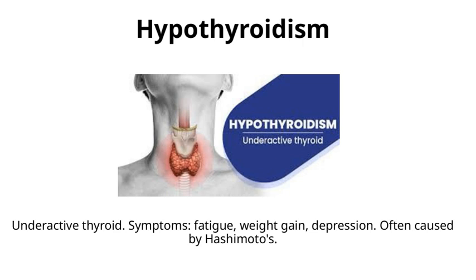One key point to remember is that hypothyroidism is often caused by an autoimmune condition called Hashimoto's thyroiditis. In Hashimoto's, the immune system mistakenly attacks the thyroid gland, impairing its ability to produce hormones. Recognizing these symptoms and understanding their connection to thyroid function is crucial because it allows for early diagnosis and effective management.